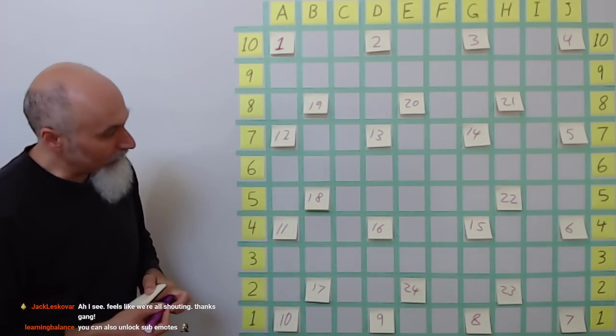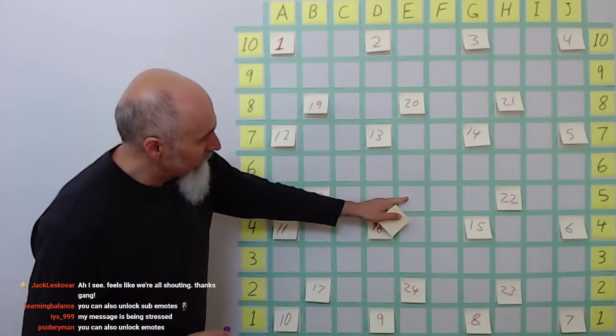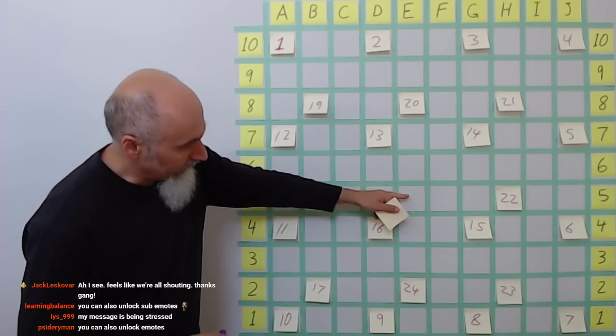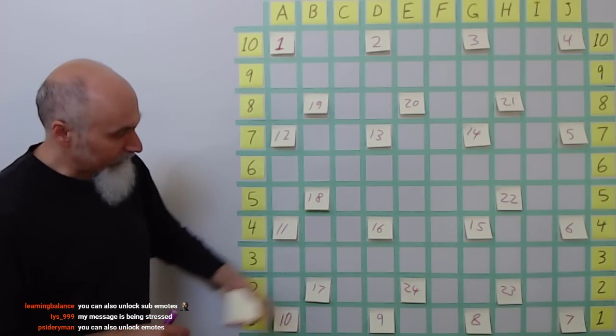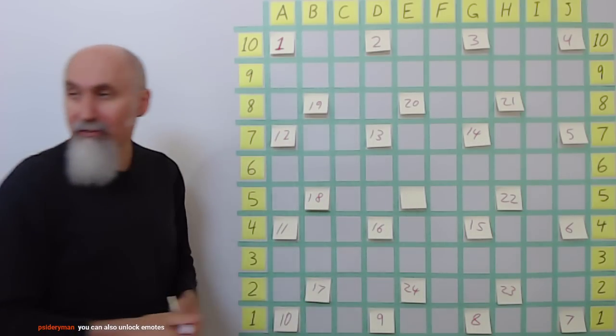Now we can't go here, but we could go up and then we're stuck again. We can't go vertical or diagonal, so we could do there and then go diagonal again, or go diagonal right off the bat. Let's go up. So we can't go vertical or horizontal anymore.